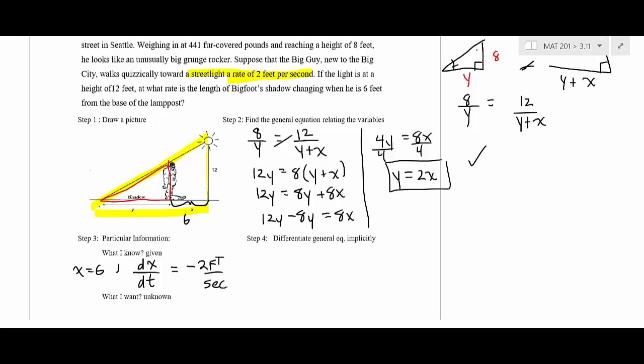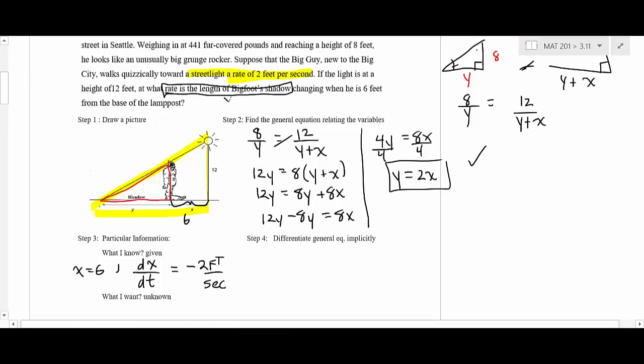Now, what I've done is I've done the hardest part of the problem for students. Typically, finding the relation can be challenging, and then just listing correctly what you know, sometimes students don't do so well on. So I'm basically ready now to put the whole thing together and get a solution to this. The question says, at what rate is the length of Bigfoot's shadow changing? Well, what variable is Bigfoot's shadow?